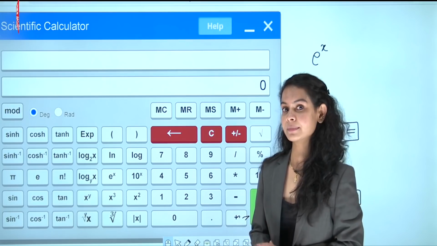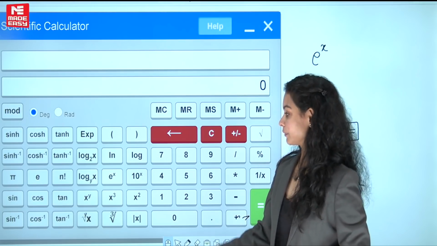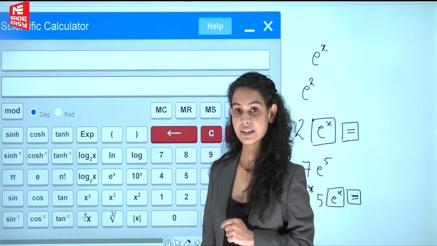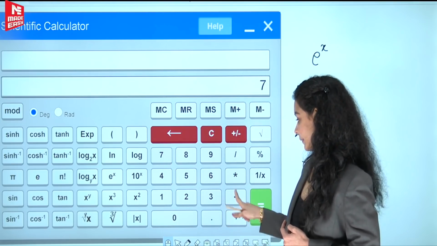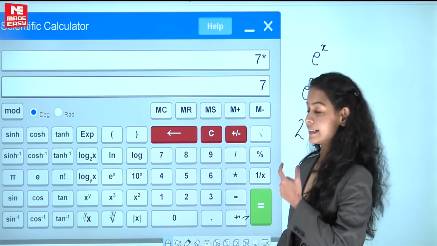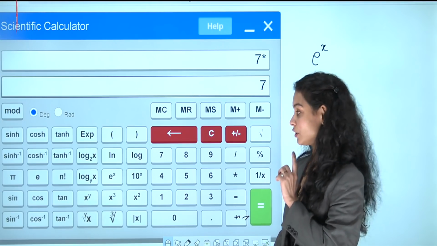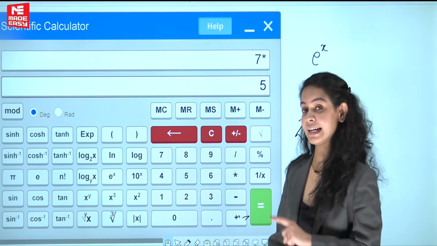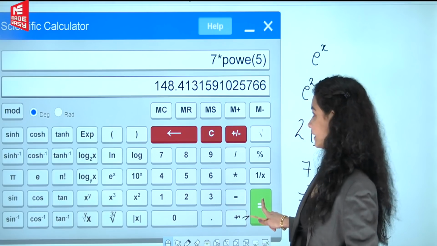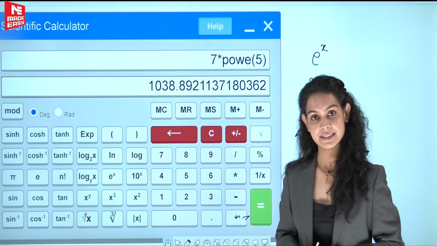Simple. Let's perform this on a virtual scientific calculator. So for this, first enter 7. Now after 7 there is a multiplication sign. Press asterisk here. Then the function that is e to the power of 5. Enter the value of x that is 5 and then the function tab which is e to the power of x. Then press equal to. There you get your answer.